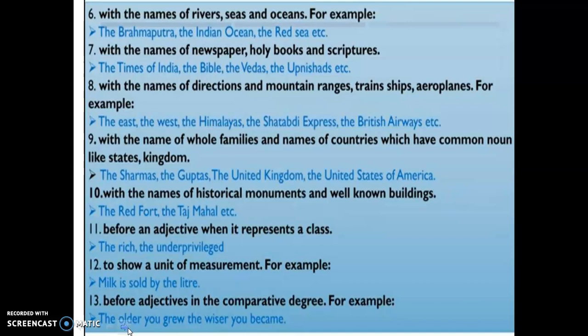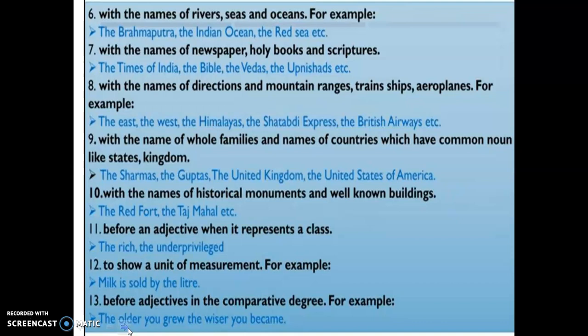With the names of newspapers, holy books, and scriptures: The Times of India, the Bible, the Vedas, the Upanishads, etc. With the names of directions, mountain ranges, trains, ships, airplanes. For example, the East, the West, the Himalayas, etc. Ninth one, with the names of whole families and names of countries which have a common noun like states and kingdom. For example, the United Kingdom, the United States of America. Tenth one, with the names of historical monuments and well-known buildings. For example, the Red Fort, the Taj Mahal.